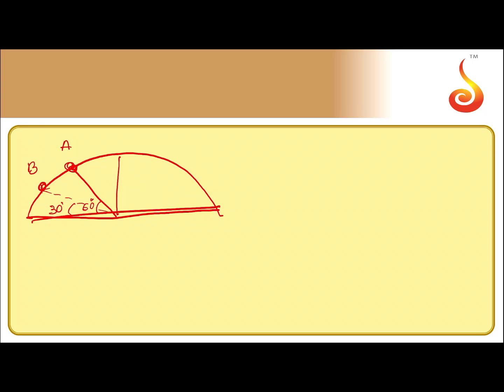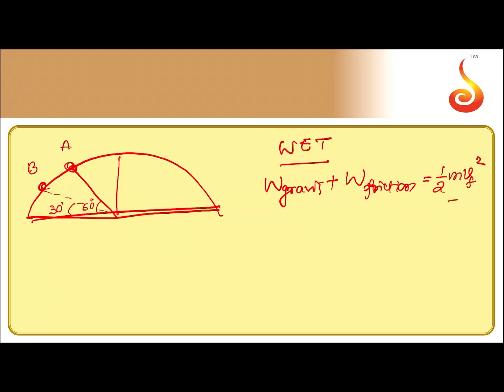Again, we will use the work energy theorem, according to which, what are all the agencies doing work? Gravity is doing work, so I will write work done by gravity, and there is a constant force of resistance. So work done by that resistive force, we can call it friction, must be equal to final kinetic energy minus initial kinetic energy. Initial kinetic energy is 0, right? So work done by gravity.